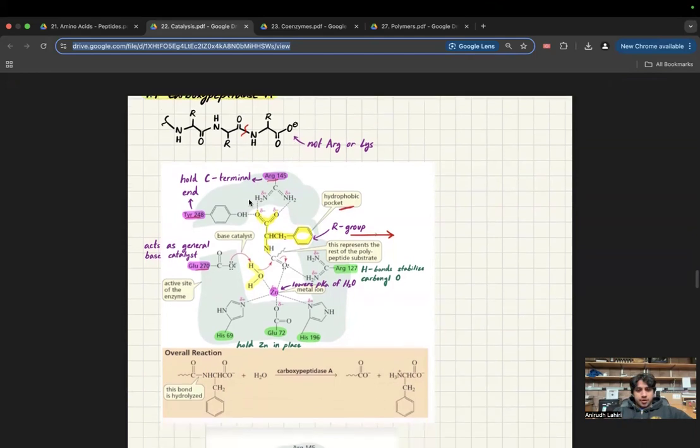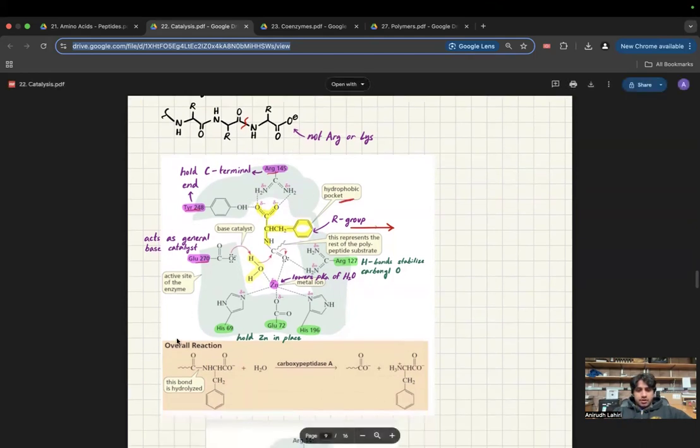So let's look at this, right? This is an enzyme active site, and I don't think you're generally on the hook for memorizing these entire things. Just understanding the chemistry is generally sufficient, right? So we have tyrosine 248 here holding the C-terminal end. We have arginine 145, we have a hydrophobic pocket. We have this glutamate 270, which is acting as a general base catalyst. We have this zinc, this metal ion catalyst, which is lowering the pKa of H2O, making it a better nucleophile. We have arginine 127, which hydrogen bonds. It stabilizes the carbonyl O. We have the R group, right?